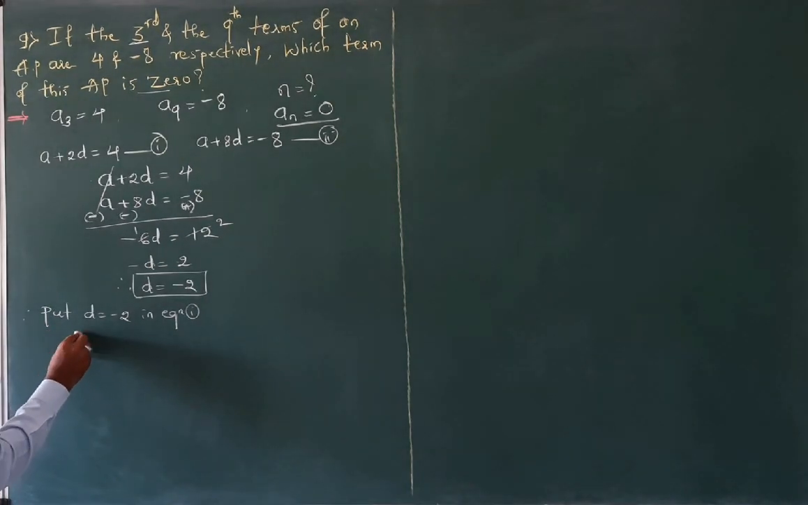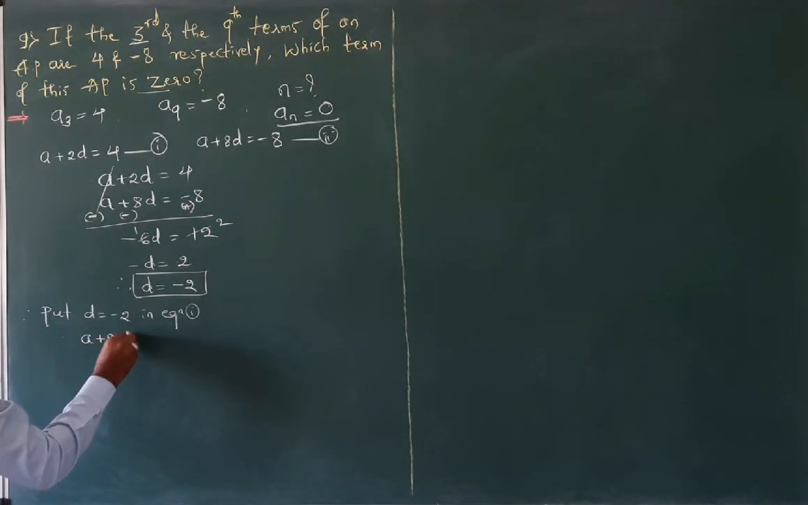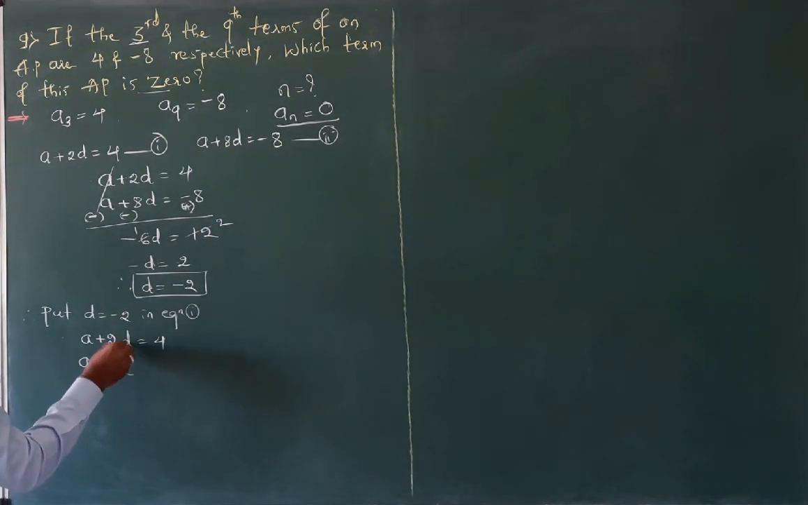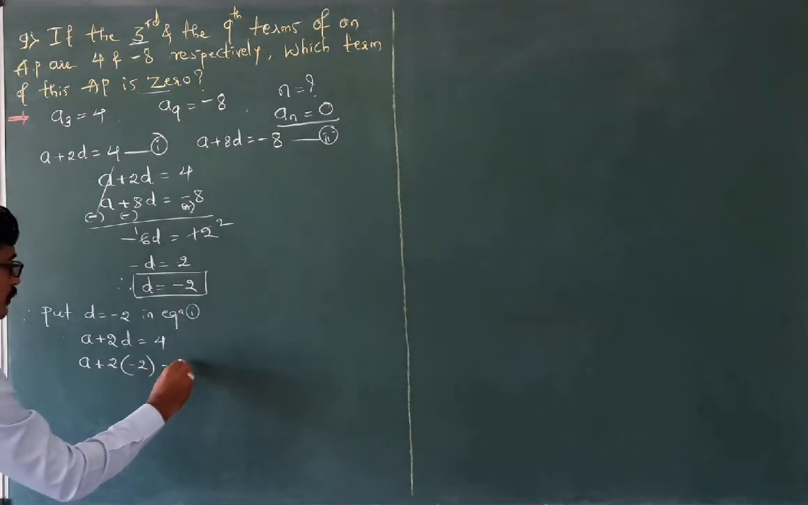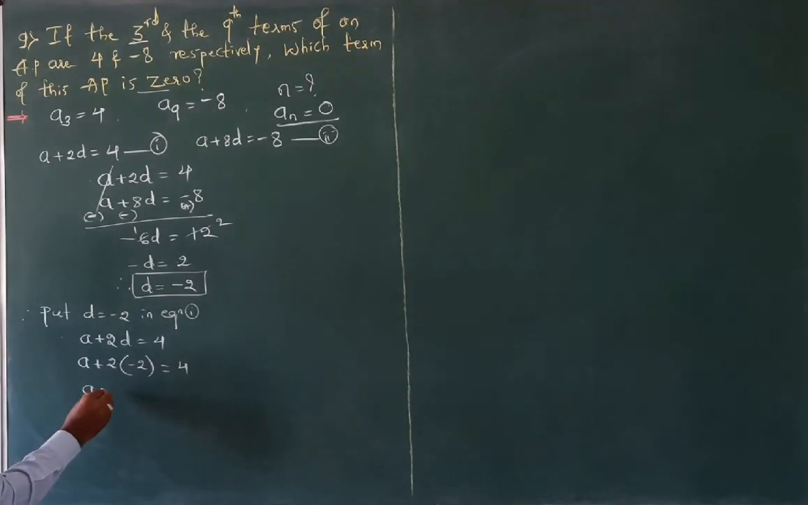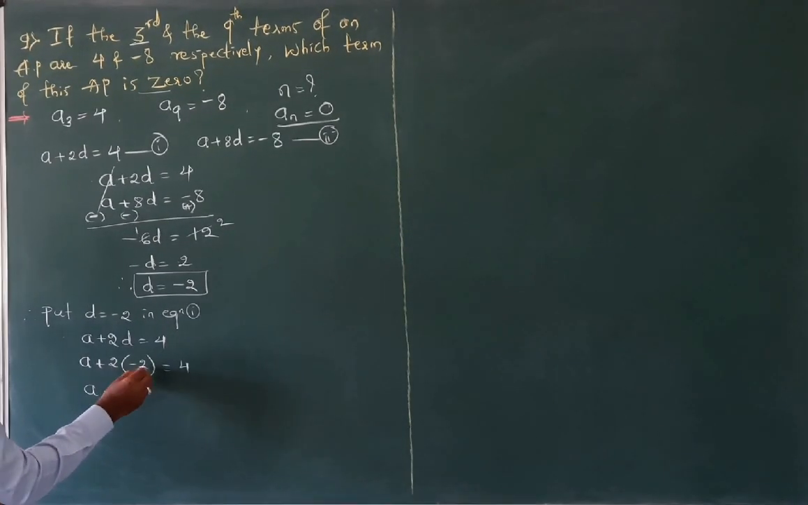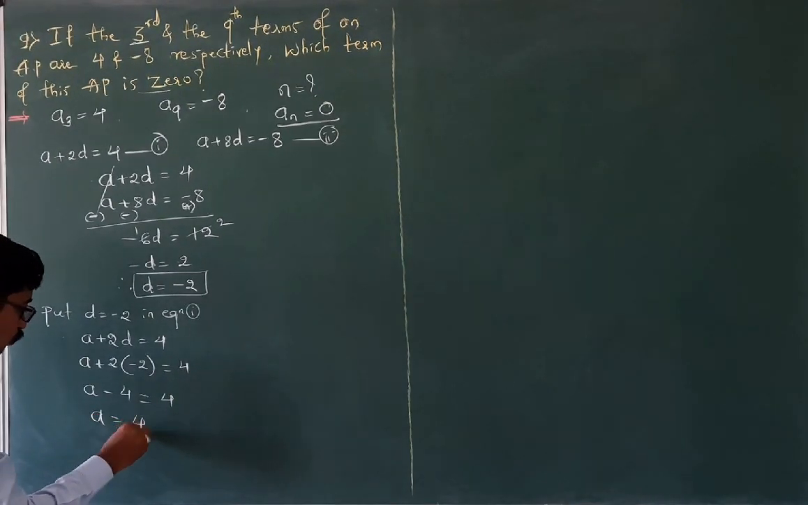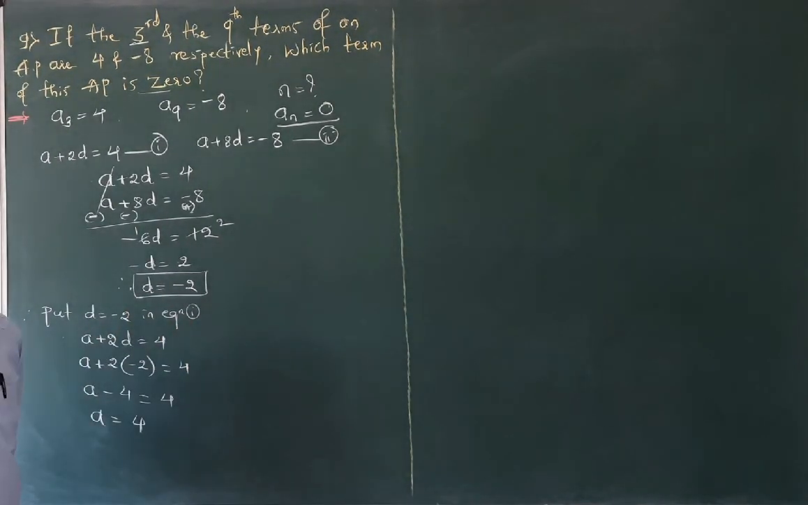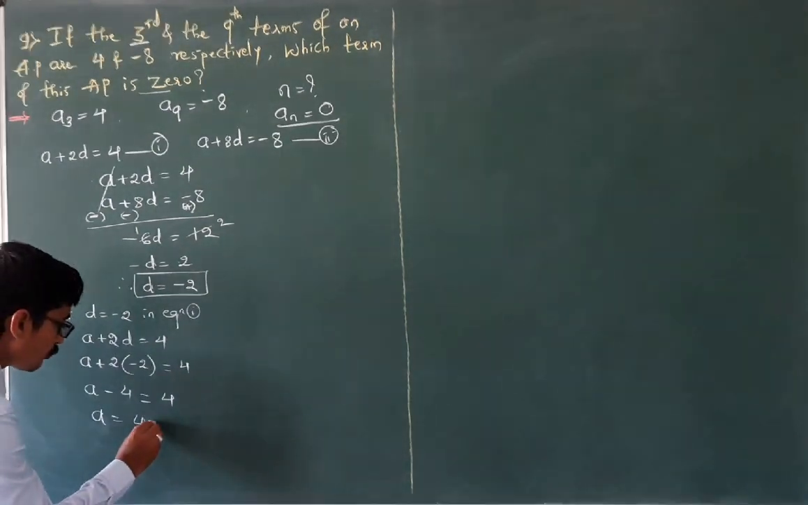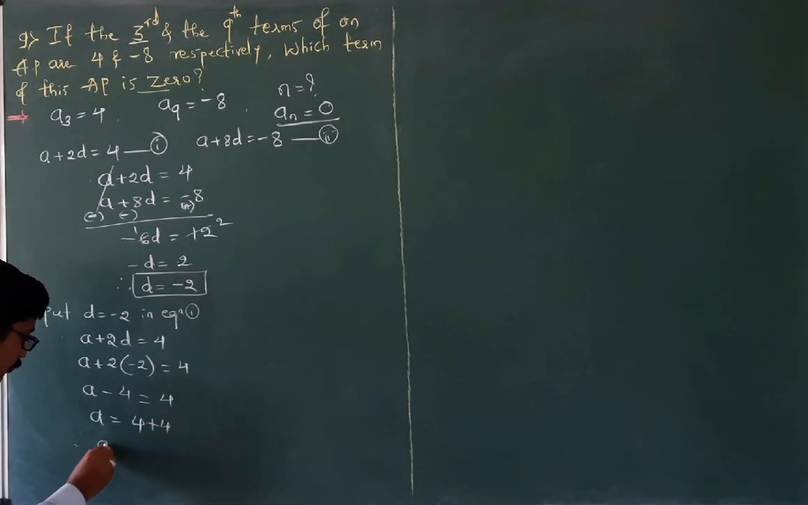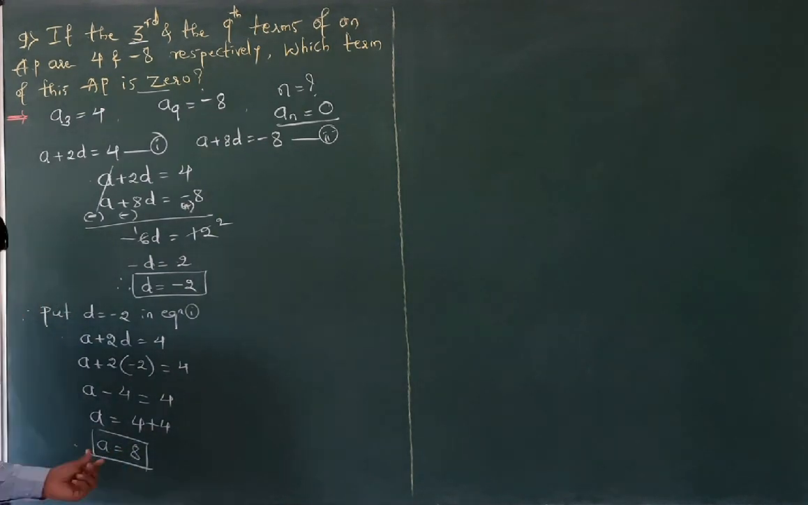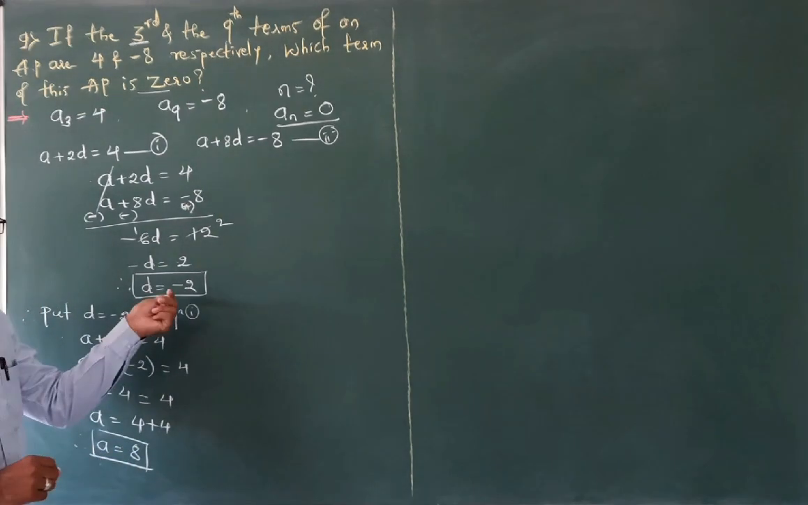So equation 1 is a plus 2d is equal to 4. So a plus 2 as it is, d value is minus 2, is equal to 4. A plus minus 2 twos are 4 is equal to 4. A is equal to 4 minus 4. The minus 4 comes to the RHS side, it becomes plus 4. 4 plus 4, therefore a is equal to 8. So here we obtained the value of a and the value of d.